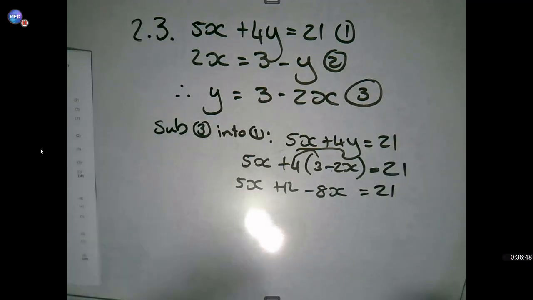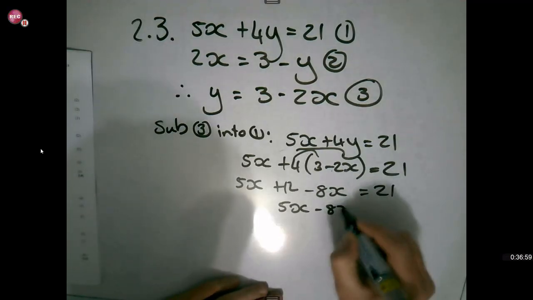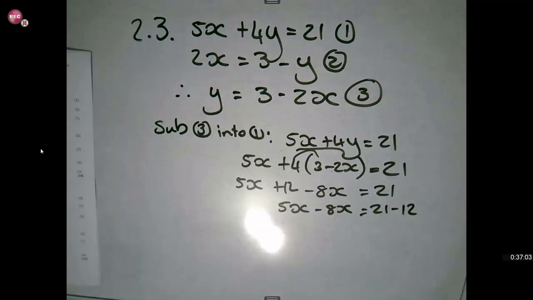What I do then is I move all the apples to one side and all the pears to the other side, in order to get the variables on one side and all the constants on the other side, which will then have 5x minus 8x equals 21 minus 12 in this case.